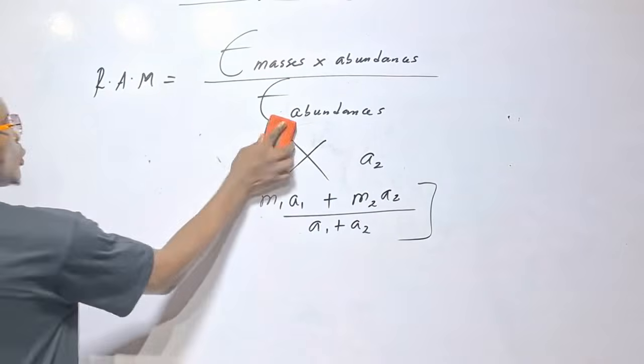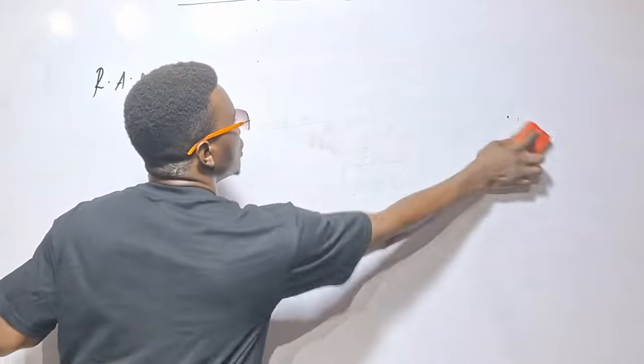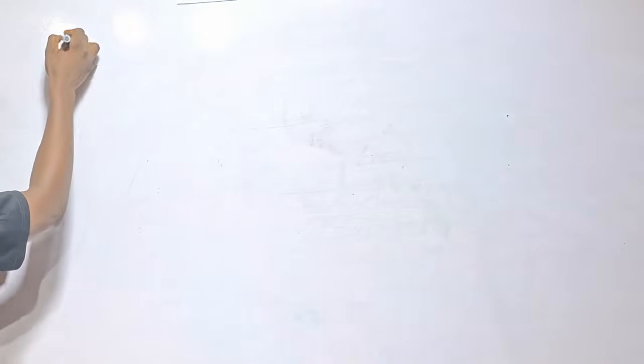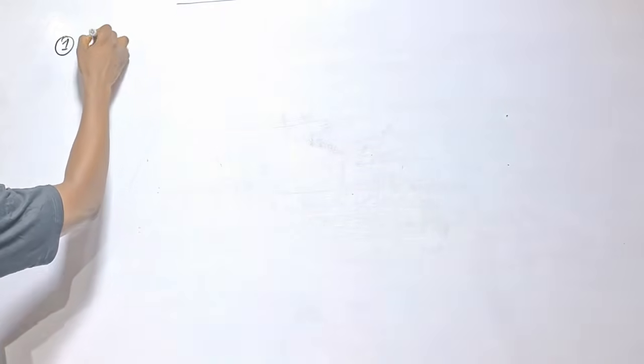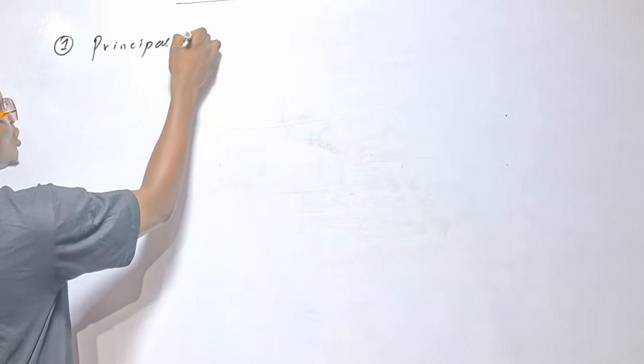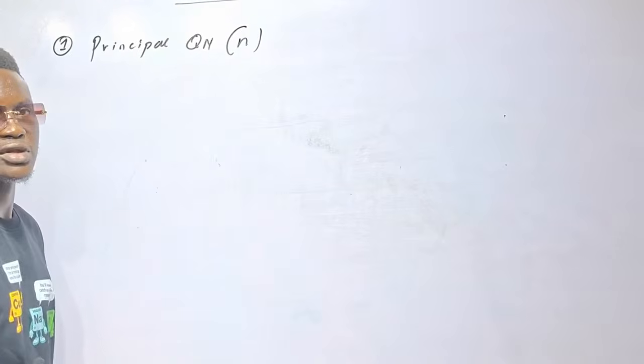Let me briefly explain so that you understand this. The first quantum number is called the principal quantum number. This principal quantum number is denoted as n.